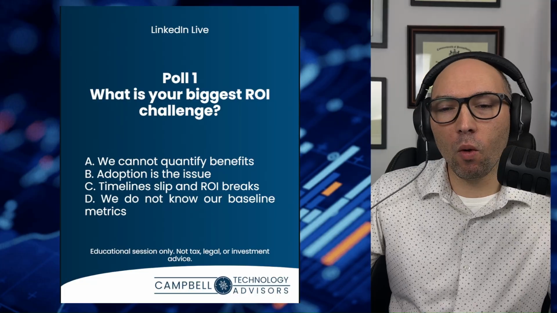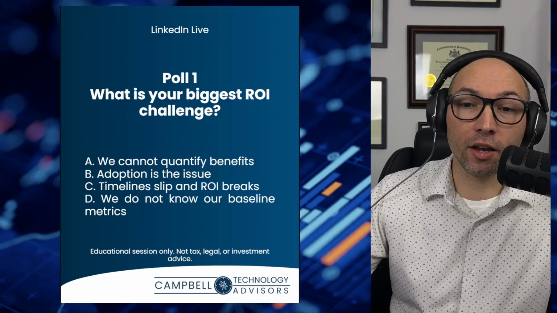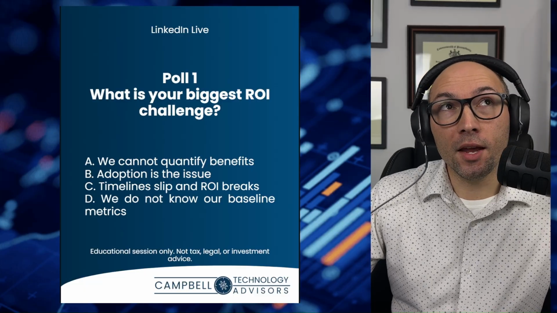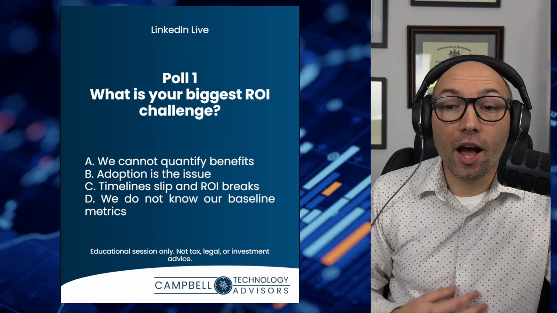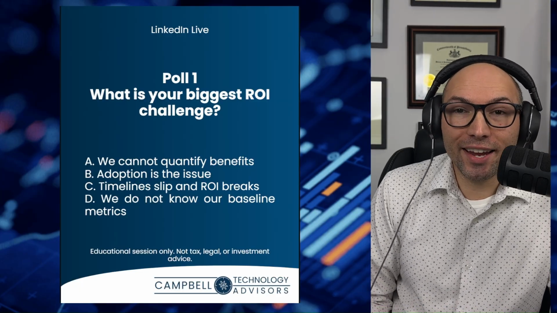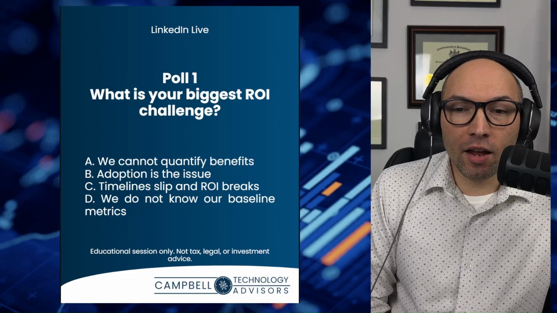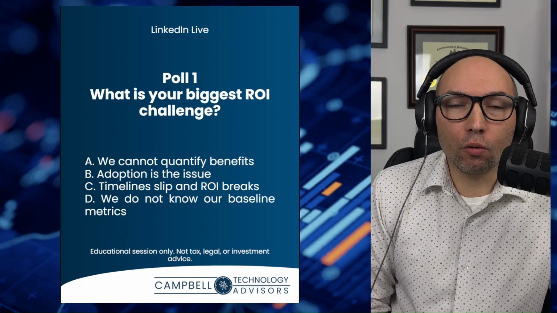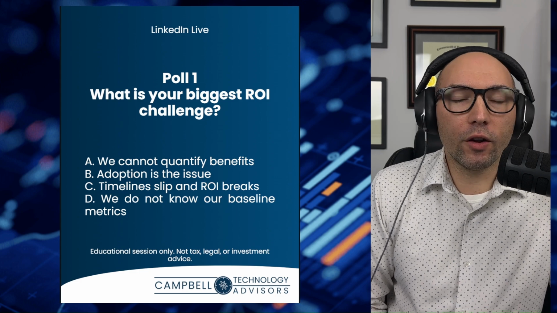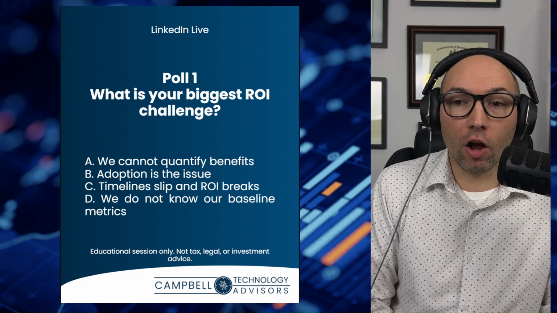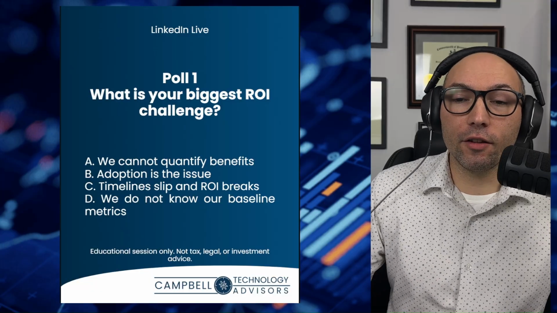Number one, maybe you can't quantify the benefits of an investment that your team is looking at. 2, maybe you're struggling with adoption. Option C, timelines, they're slipping, and the ROI, you really aren't getting what you thought you would. And 4, maybe you just don't know the baseline metrics. Where did you start? What is the team currently doing that you're trying to solve compared to what you think they can be doing? Put your answers down in the chat. We'll see where you are.